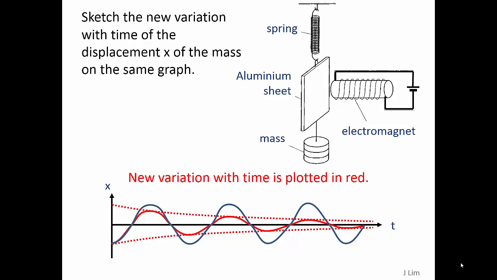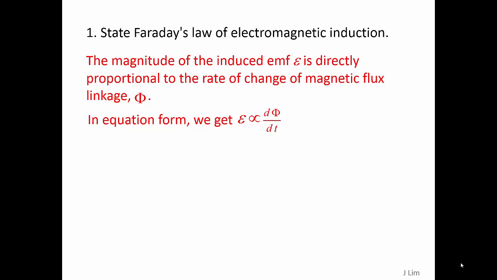The new variation with time is plotted in red. The magnitude of the induced EMF is directly proportional to the rate of change of magnetic flux linkage psi. In equation form, we get EMF is proportional to the rate of change of magnetic flux.